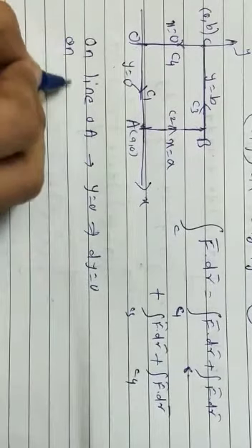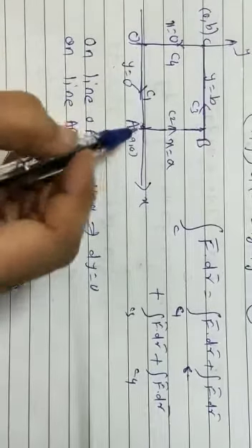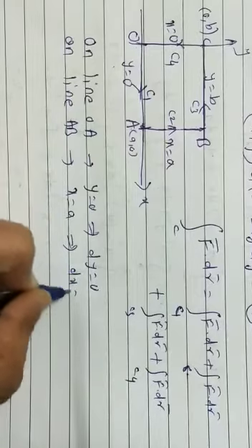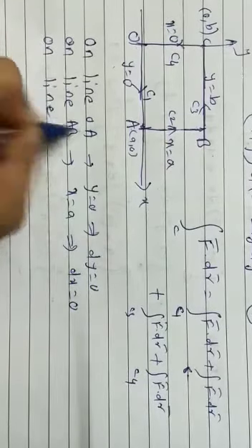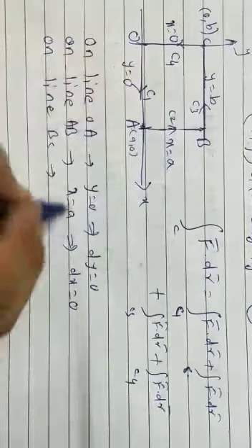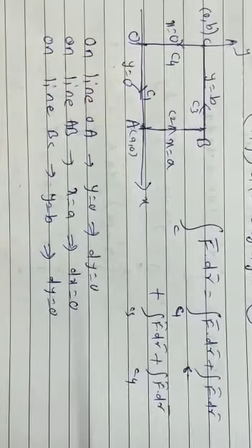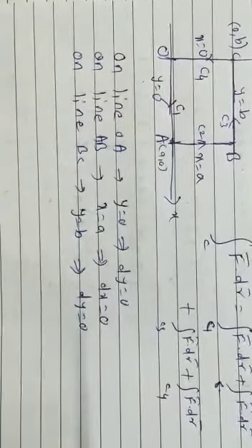What happens on line AB students? On line AB you have x is equal to a, right? So what will be dx here? Dx will be 0. Then on line BC, what is there? Y is equal to b. So y is equal to b means what happens? Dy will be equal to 0 because a and b are constants, right? So those derivatives will go to 0.